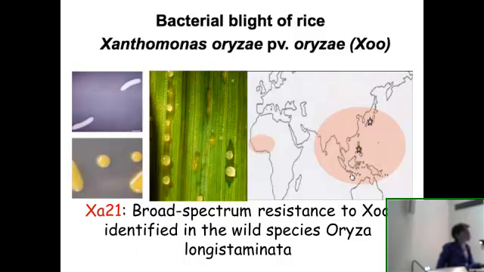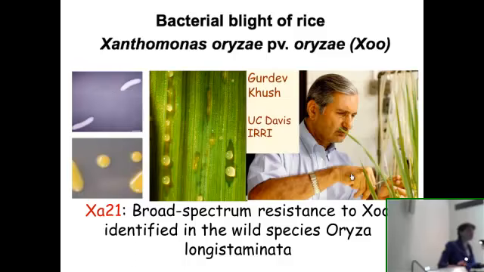Now, over the years, there had been resistant varieties identified. So there's something like 80,000 different rice varieties that have been stored at the International Rice Research Institute. Much of this genetic diversity remains unexplored. So it's a really great resource for many of you that are interested in plant genetics. But there was one wild rice species, Oryza longistaminata, from Mali in West Africa. And this was a very unusual variety because it had broad spectrum resistance to virtually all strains of the pathogen that had been identified. This is Gurdev Khush.